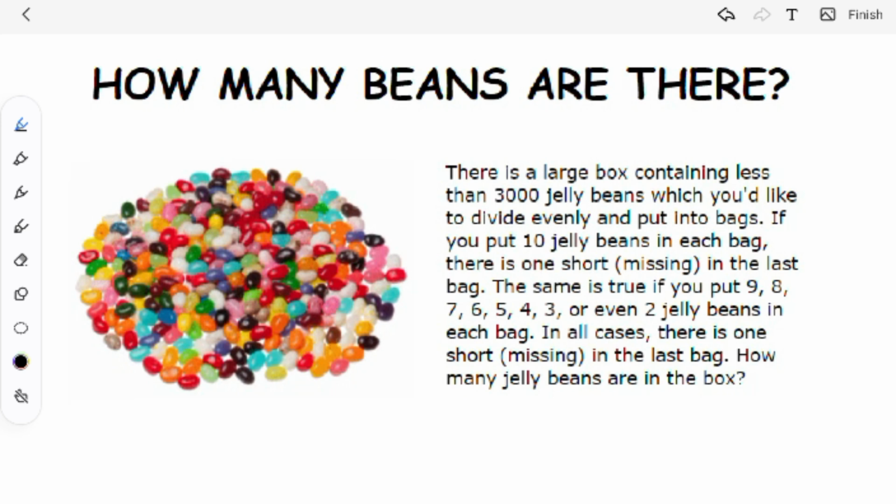Hello puzzle lovers. In this puzzle we'll have to find out how many beans there are in a large box containing less than 3,000 jelly beans.